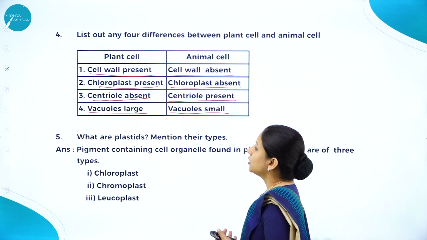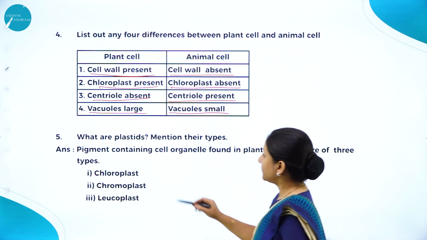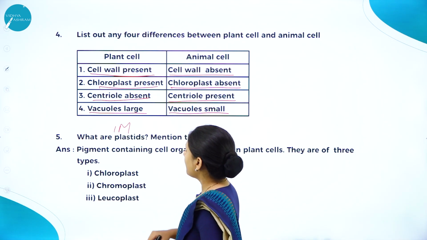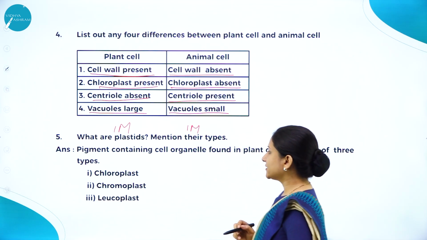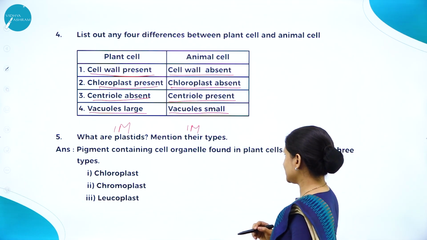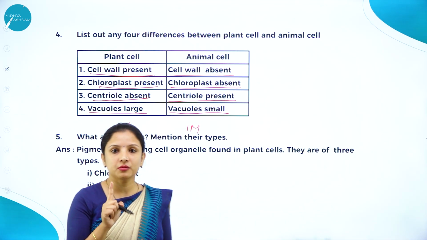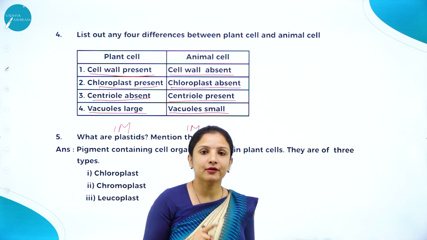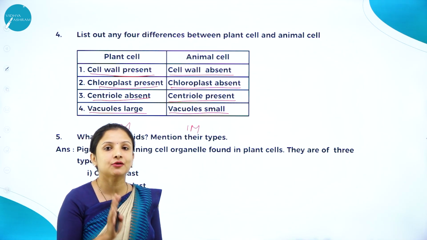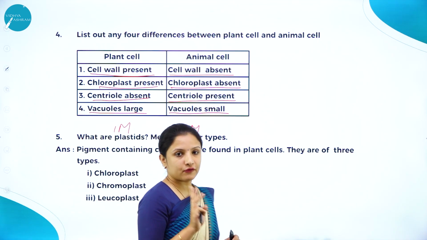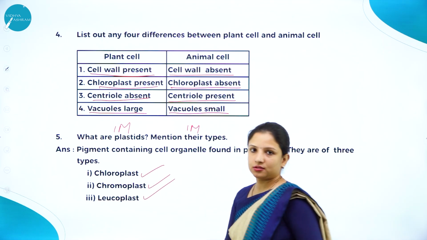Next question. What are plastids? Mention their types. If you write what are plastids, you will get 1 mark. So, what are plastids? They are nothing but pigment containing cell organelles which are found in plant cells. You have to mention found in plant cells, because you don't get to find plastids in animal cells. Plastids are the cell organelles present only in the plant cell. They are of 3 types: chloroplast, chromoplast, leucoplast.